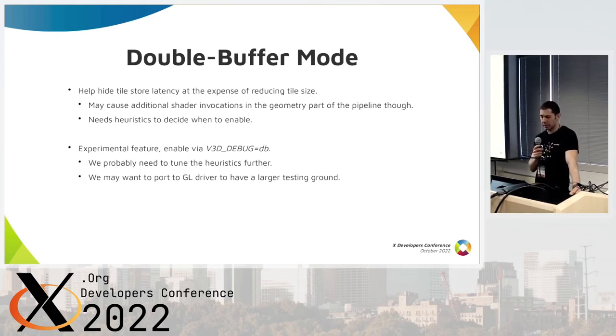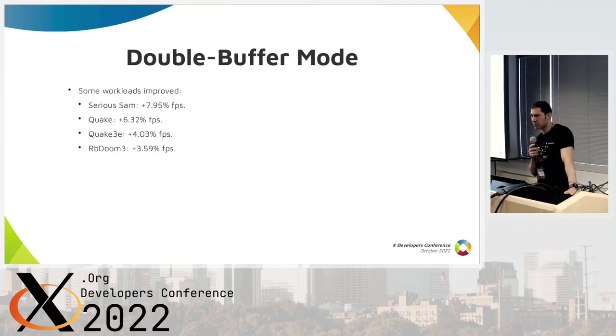This is experimental. It's currently running under an environment variable. We have some heuristics in place, which basically track the cost of the geometry side of the pipeline. Here are some examples of workloads that were improved. Things that generally don't have very demanding vertex processing might be helped by this. Things that require more vertex processing, such as some Unreal Engine 4 demos that we have around, are generally not improved by this. The heuristics we have in place right now are able to differentiate this and disable the optimization for things like that.